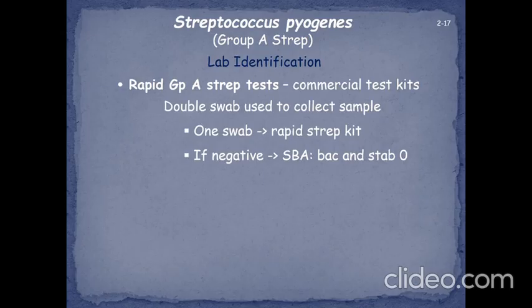Now, if that's negative, we will do an SBA, a sheep blood agar plate. So we're going to be testing still to see if we can find Strep pyogenes in there. And why would we do that? Simple. The kit is only 90% sensitive, and it has improved slightly over the years. It's just not reliable enough. And so we do still worry.